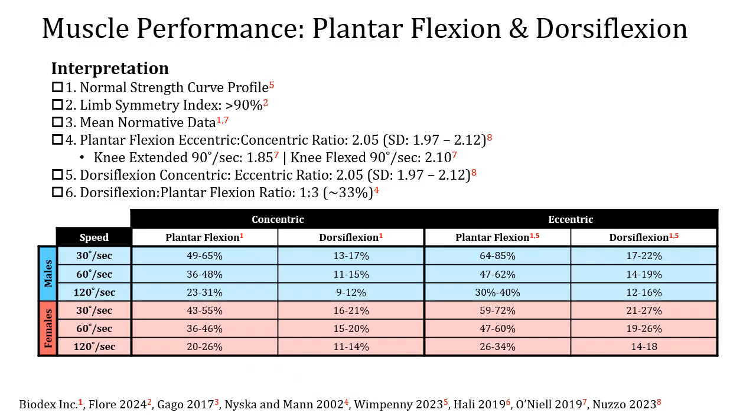So I gave the 6 different criteria previously when we were looking at the positioning of the isokinetic. Here I give a little bit more specificity in regards to the criteria necessary. So we have the greater than 90% limb symmetry index. The mean normative data is shown there, and you'll notice that it's dependent upon the type of muscle contraction, the gender, as well as the speed of contraction. And so there's ranges that are given. Those ranges are 1 standard deviation around the mean.